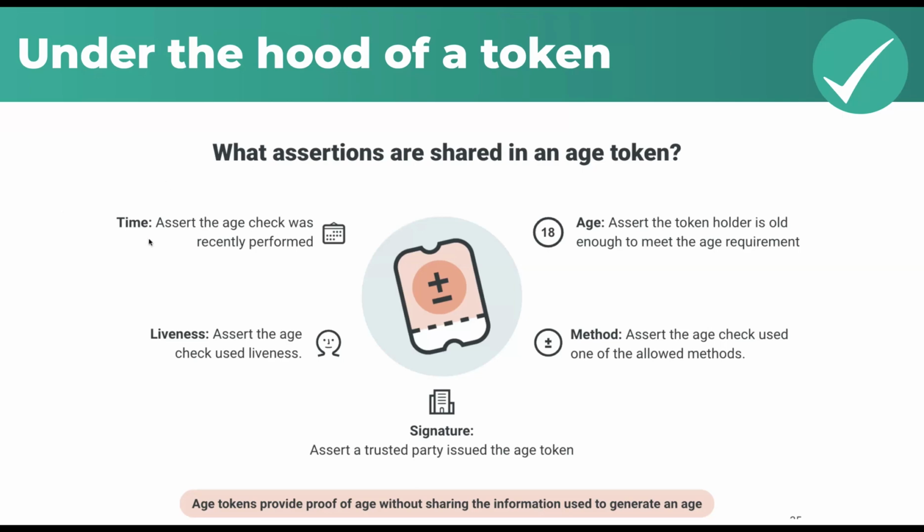So one important element is the timestamp, because in order to enforce this time window, according to the local jurisdiction, you need to make this available for, say, 24 hours or 1 day or whatever. So that's part of the credential.